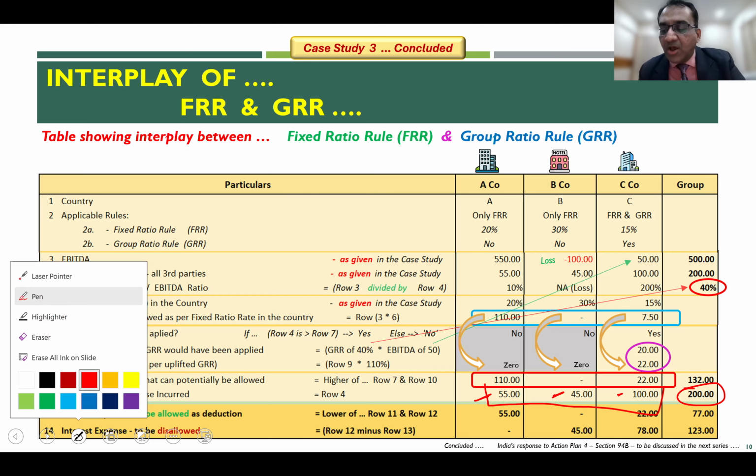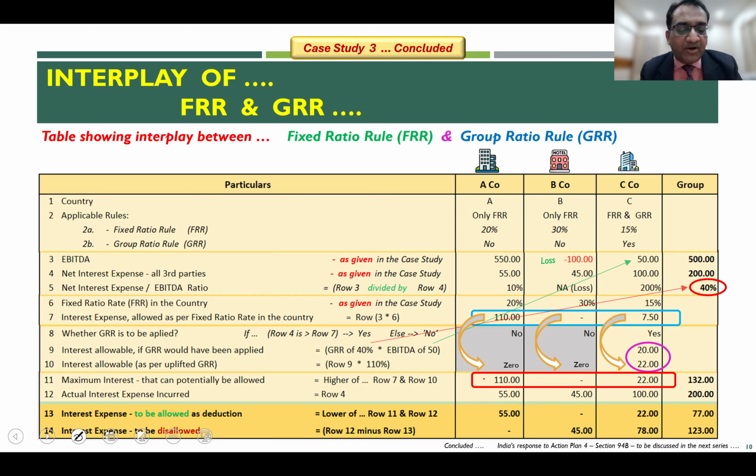Now, of course, the deduction cannot be more than what you have incurred. So in case of ACO, though the limit is 110, you have only incurred the 55 as the interest expense. So therefore, what will be allowed is 55. But for BCO, nothing is allowed. 0 is allowed. Right? And for SICO, the 22 is the amount of interest which is permissible to be deducted.